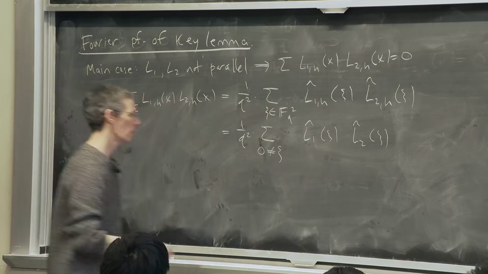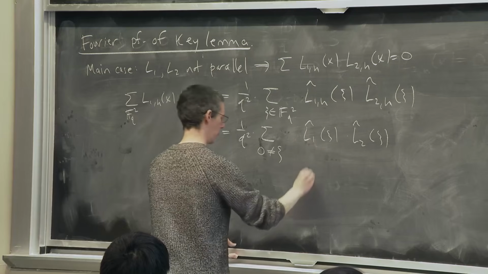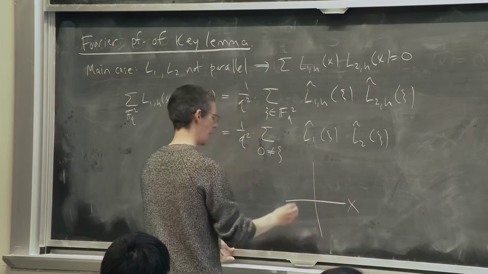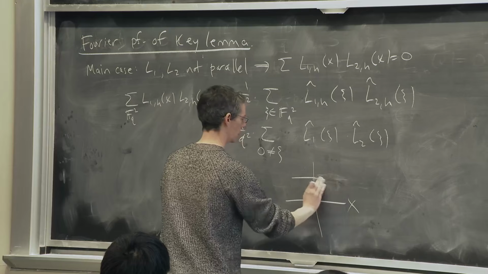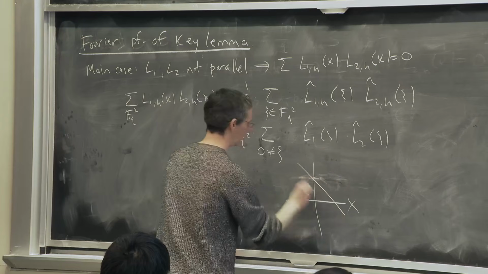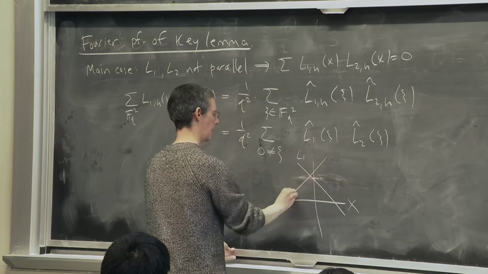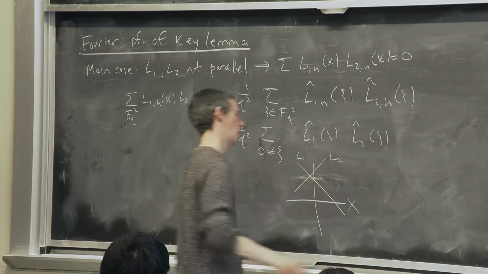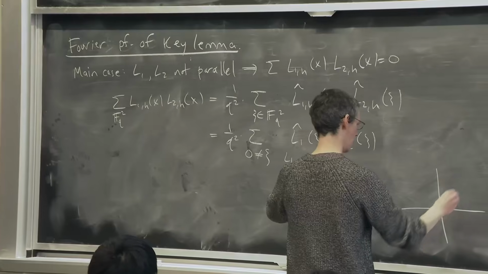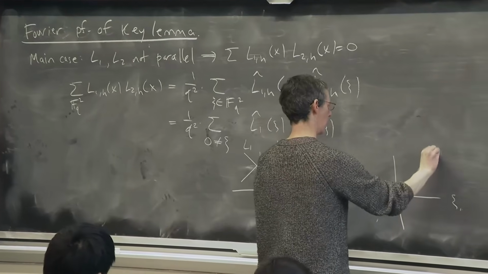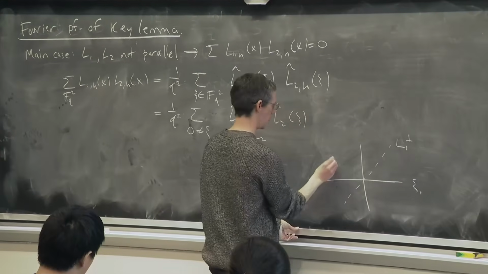OK, now I'll make a picture. So here in X space, I have a line L1, and I have a line L2. What happens in Fourier space, xi space? Well, there's L1 perp, and then there's L2 perp.